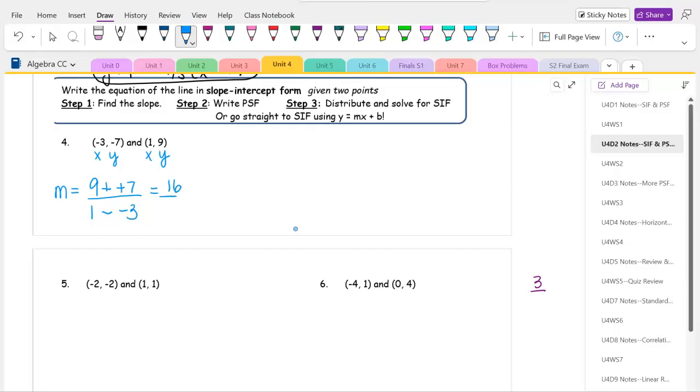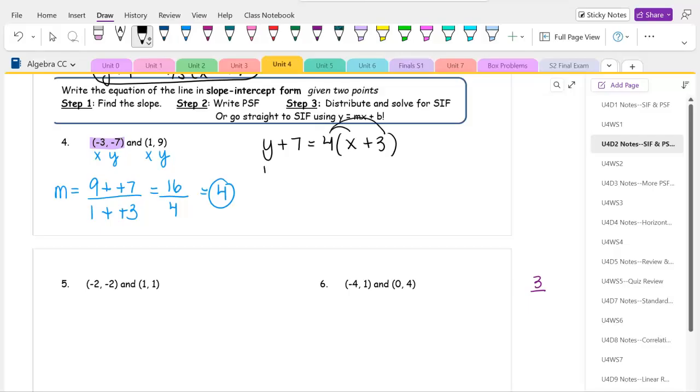Simplify top and bottom separately. Don't forget to actually divide. 16 divided by 4 is 4. So that's your slope. Now we're going to go ahead and pick one of these 2 points. It's up to you. I'm going to go with the first one, and I write point slope form. Y plus 7 equals 4 parentheses x plus 3. Notice they were both minuses in the parentheses, so that means they're pluses when we're in point slope form.